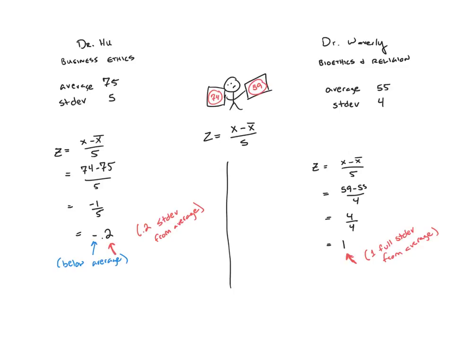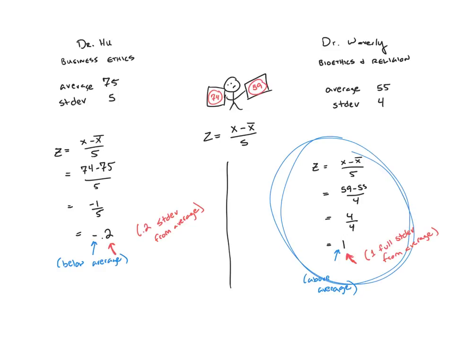The other thing to notice is that this is a positive one, and what that tells me is I'm one full standard deviation above average. This means that this score is actually better off, that I should be more proud of getting a 59 on an average 55 test than pulling a 74 on an average 75 test. I can tell that once again because my z-score over here is larger and positive, meaning I'm further from average and I'm above average. Compared over here, I'm pretty close to average and I'm also below it, so not the best.